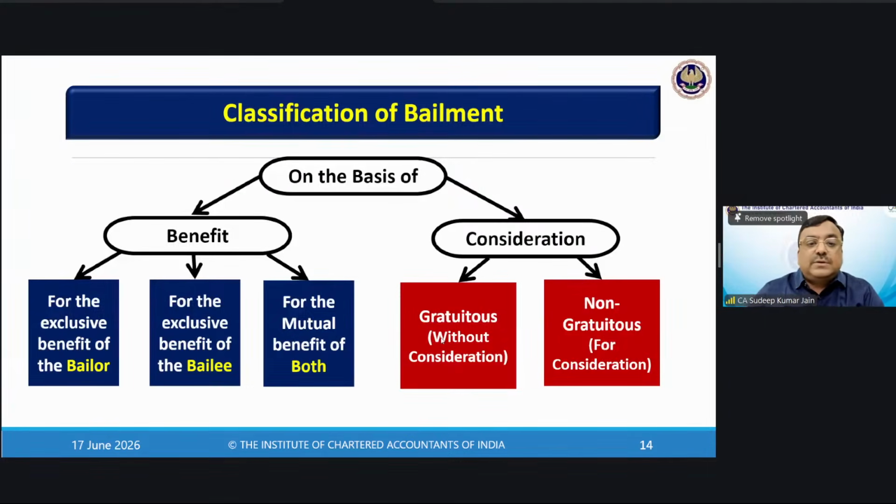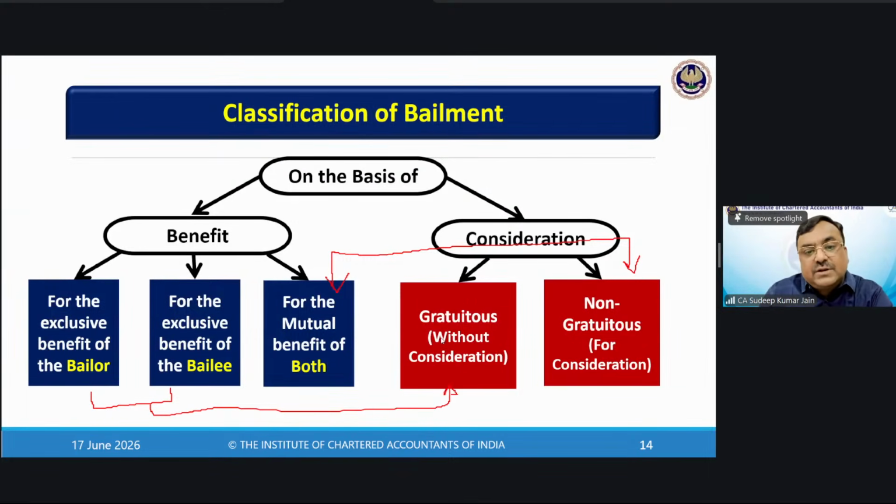One thing you should note, for mutual benefit of both means non-gratuitous. Both parties have benefit for consideration. And only one party taking the benefit, it is without consideration. It is gratuitous bailment. Yes, beta, Kashish.